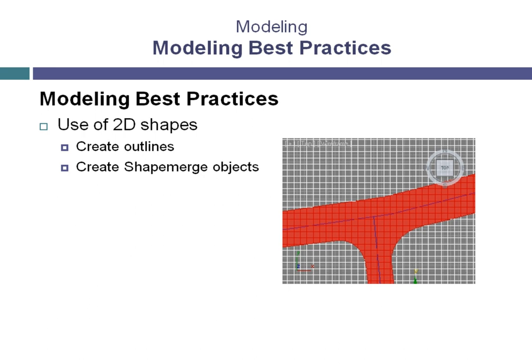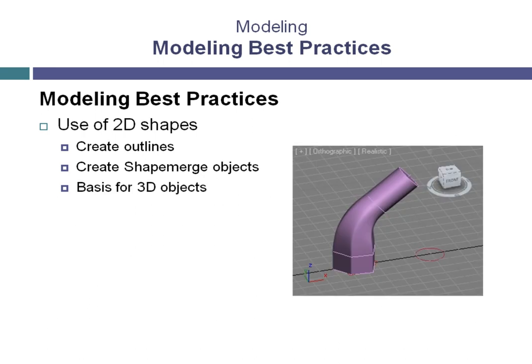Two-dimensional shapes are also very helpful when used as the basis for three-dimensional objects. Open and closed splines can be used to generate complex three-dimensional shapes by using modifiers such as bevel and sweep. They can also be used to create lofted objects, which provide even more flexibility and simplify the creation of more complex three-dimensional objects based on shapes.